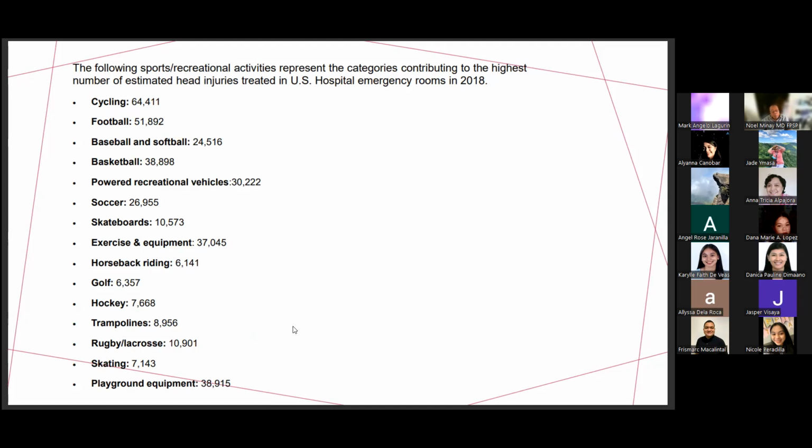Kasi may mga iba-ibang paraan na may kulang at mayroong labis, na may mga labis na pagkamithin ng pagkapanalo kaya nangyayari yung mga ganyang aksidente.